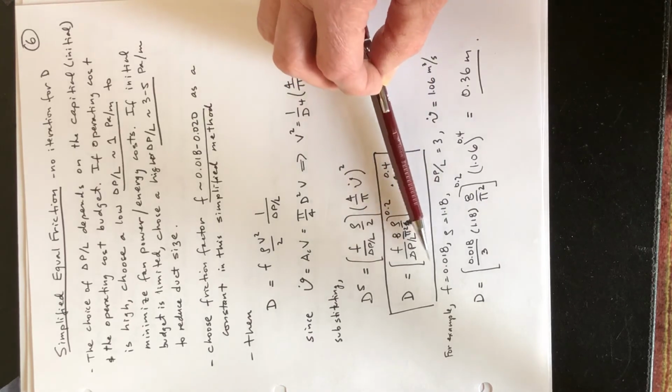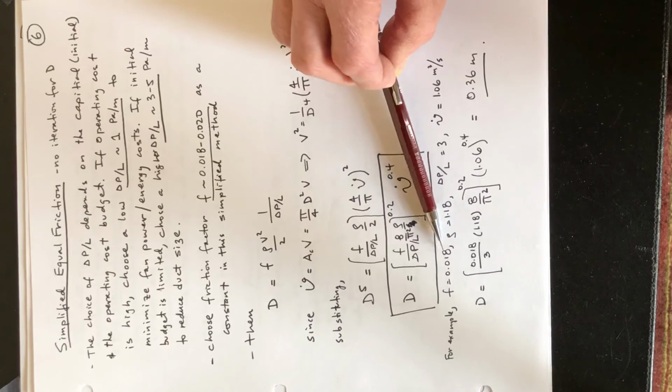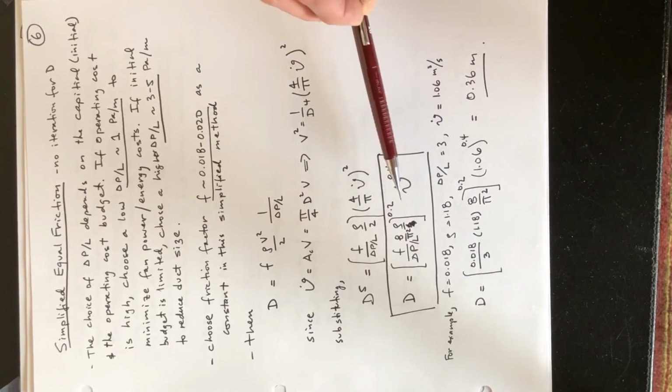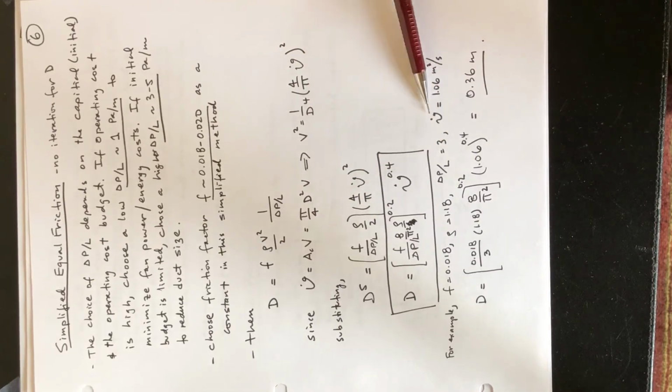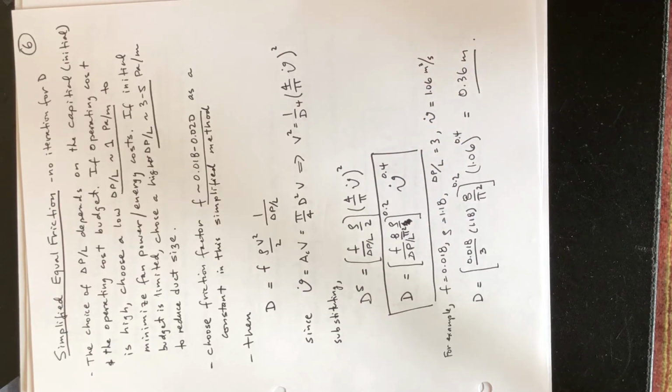So for example, if the friction factor in this case is 0.08, density of 1.18, delta P over L 3, and around 1 cubic meter per second, that's our example we had earlier, the pipe diameter is 0.36 meters, or about a foot. So I hope that helps you out.